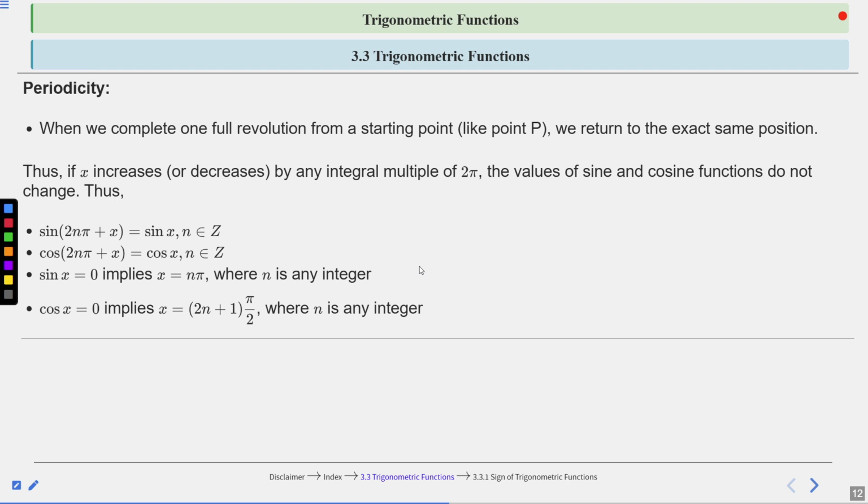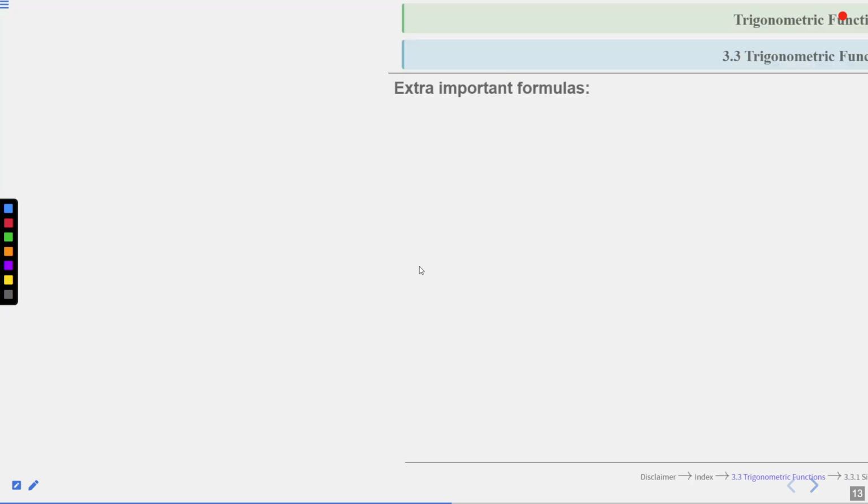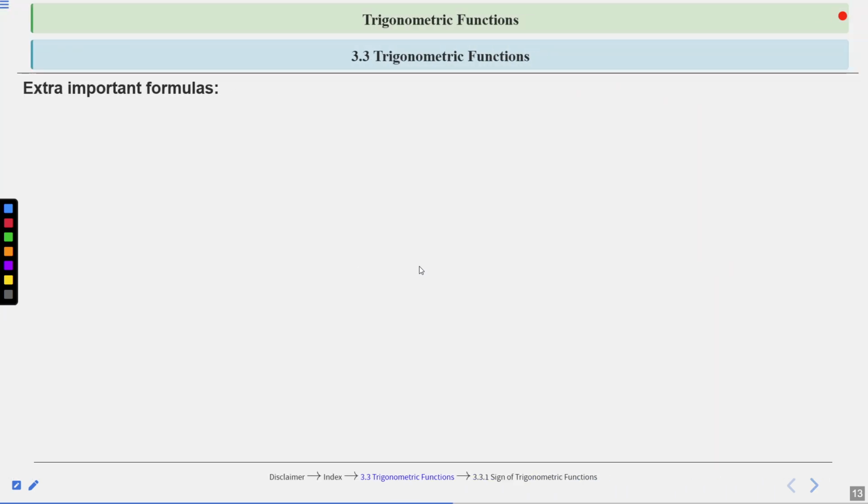Clear? Okay, let's move to the next slide. Extra important formulas. You have to remember these. If sin x equals sin a, then x will be equal to n pi plus minus 1 to the power n a, where n belongs to Z, right? You have to remember this. Anywhere you see sin x equal to sin a, you must write x equal to n pi plus minus 1 to the power n into a, where n belongs to Z.